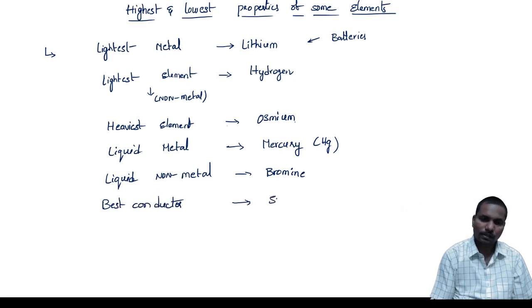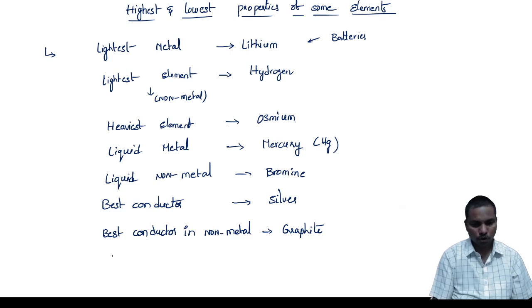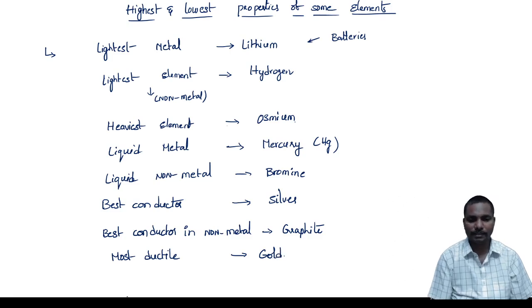Best conductor, that is silver. If they are asking the best conductor in non-metals, especially in non-metals, which is the conductor? Graphite. Okay. Most ductile metal, that is gold. We can make very thin wires by using gold. Okay.